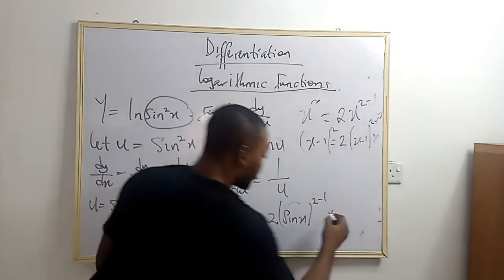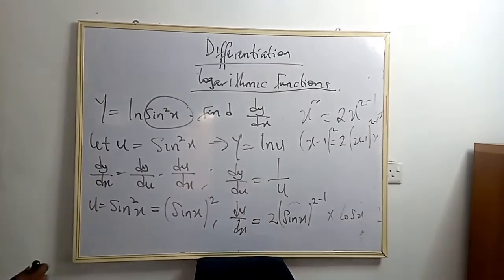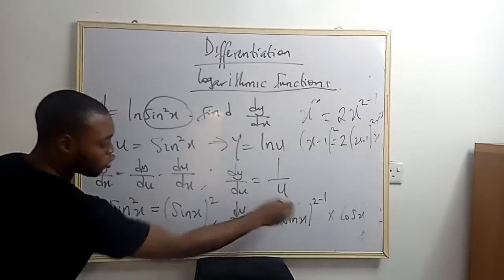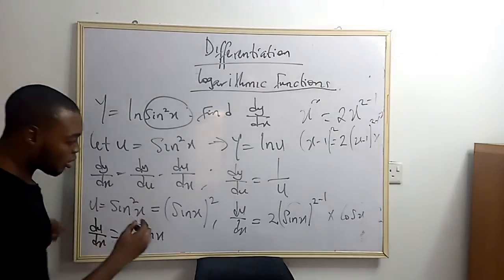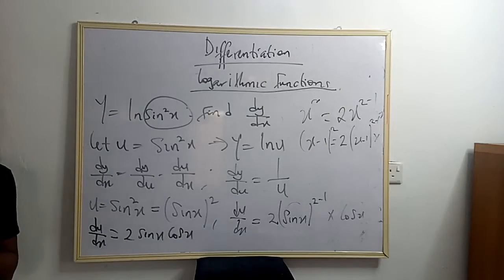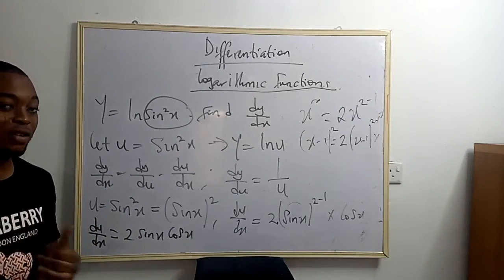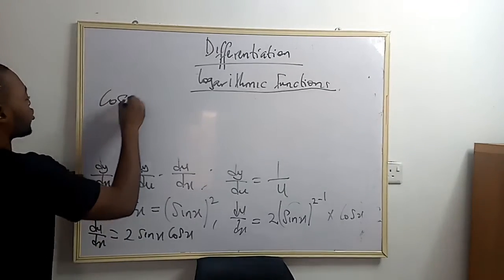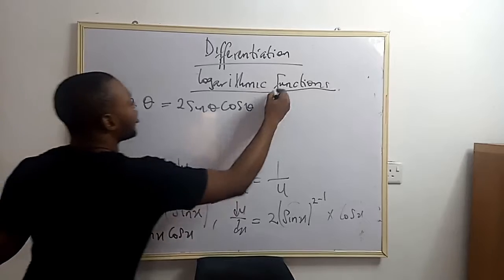The derivative of sine x is equal to what? Cos x. So from what you have there, du/dx will be equal to 2 sine x, where sine x is raised to 2 minus 1, that's 1, times cos x. That is 2 sine x cos x. Remember, in trig functions, we have something we call the double angle formula. The double angle formula says that sin 2 theta is equal to 2 sine theta cos theta.